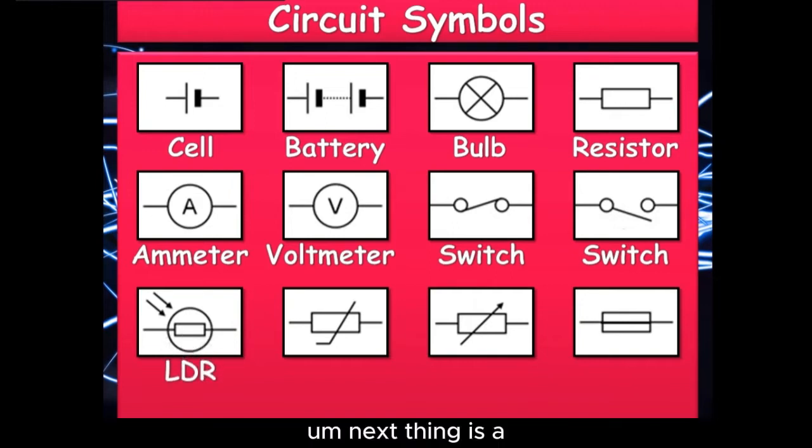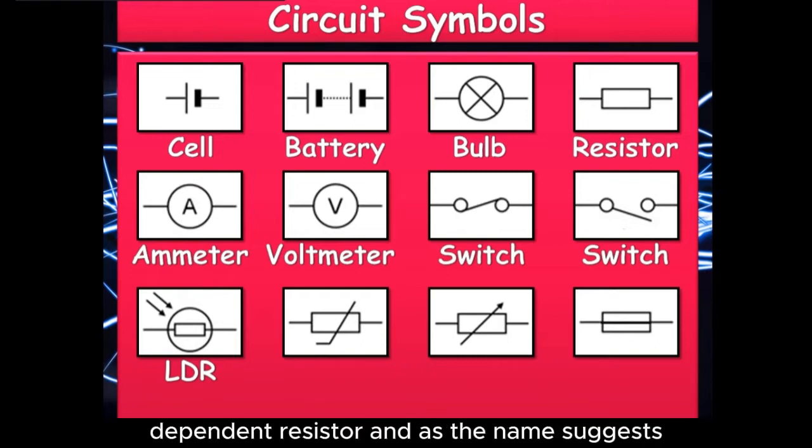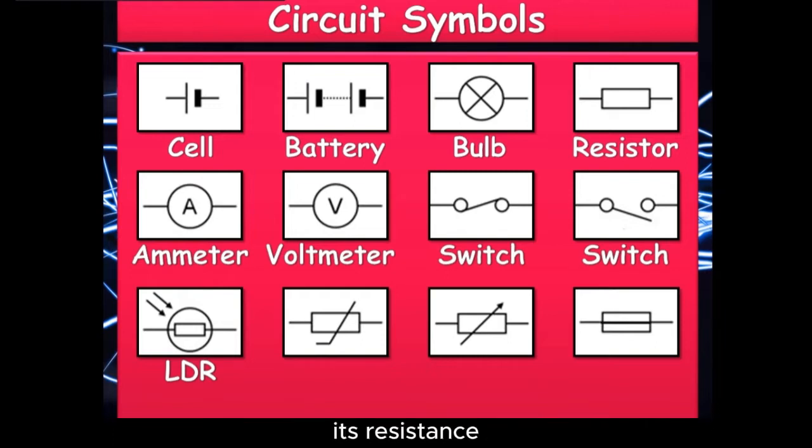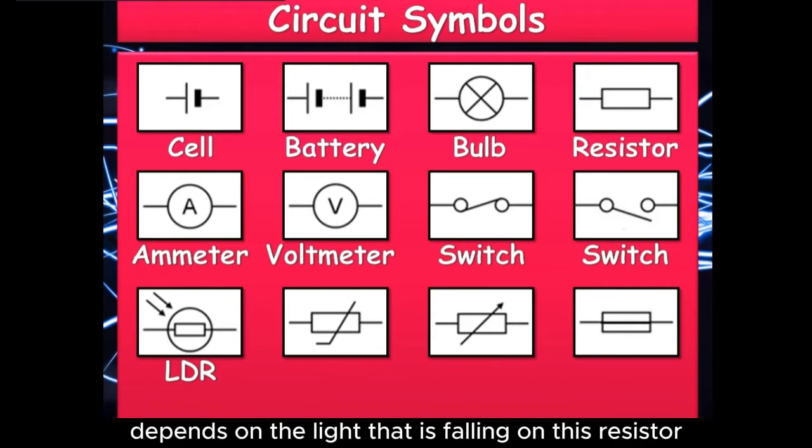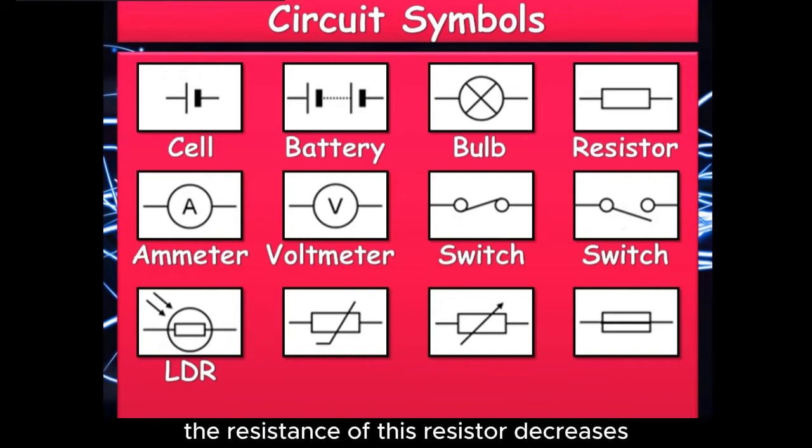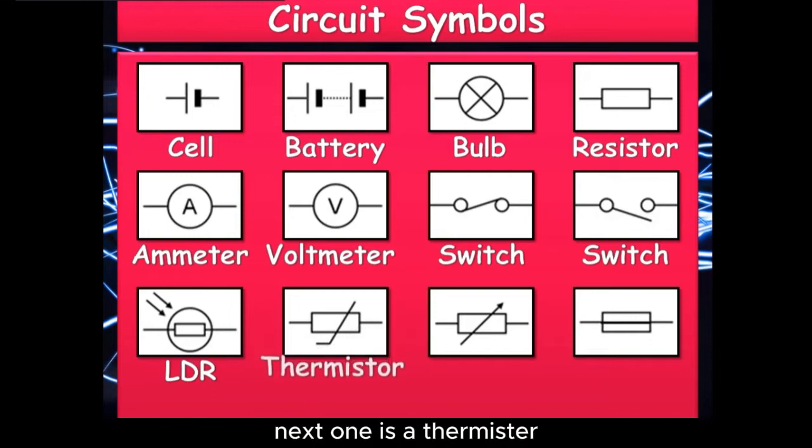Next thing is an LDR, or a light-dependent resistor, and as the name suggests, its resistance depends on the light that is falling on this resistor. As the intensity of the light increases, the resistance of this resistor decreases. The next one is a thermistor, again a variable resistor, where the resistance depends on temperature. The higher the temperature, the smaller the resistance again.